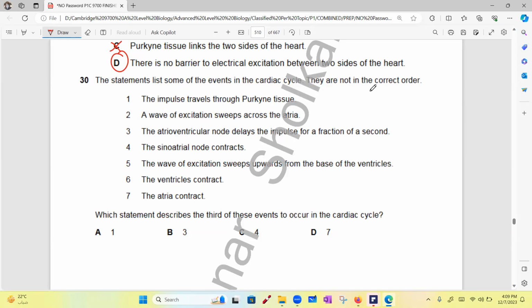What is the first event? The impulse travels through the Purkinje tissue, or a wave of excitation sweeps across the atria, or the atrioventricular node delays the impulse, or the sinoatrial node contracts, or the wave of excitation sweeps upwards from the base, that's the last step actually, the ventricles contract, that's the last step, or the atria contract. Now this question needs a little bit of focus. What is the first step?